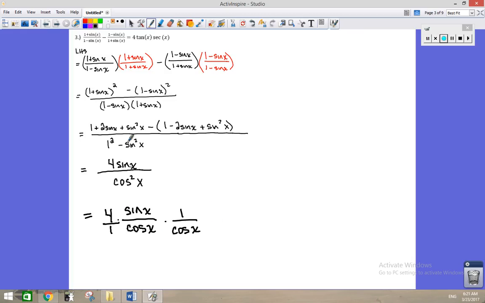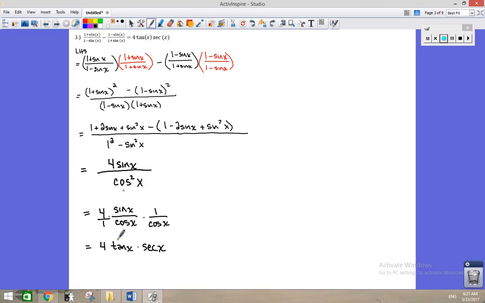So I haven't changed this, but I can now write 4 divided by 1 is 4. Sine of x divided by cosine of x by the quotient identity is the tangent of x. And by my reciprocal identity, 1 divided by cosine of x is the secant of x. So I have the right-hand side, 4 times tangent of x times secant of x. That's what we were shooting for, so we're done with this. We've shown that the left-hand side is equal to the right-hand side.